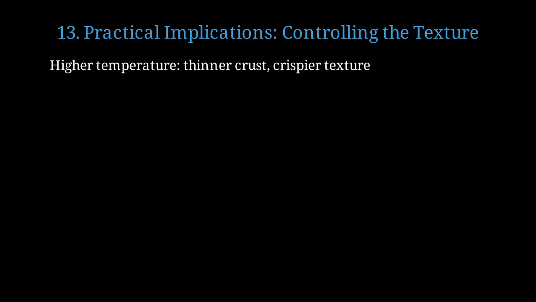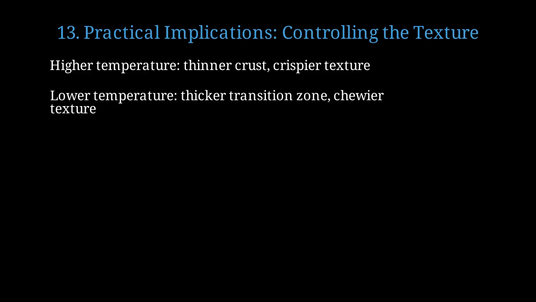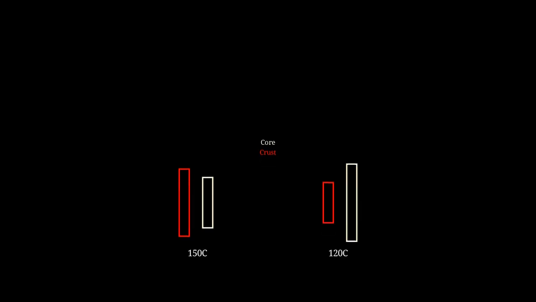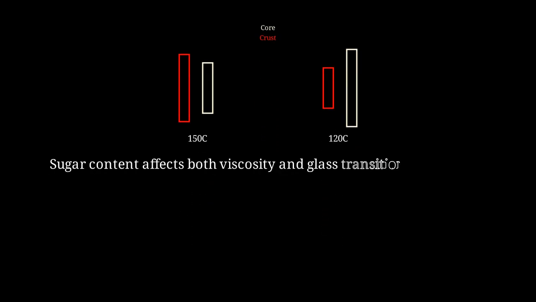Understanding the physics allows us to control the final texture precisely. Higher baking temperature produces a thinner, crispier crust by accelerating surface dehydration. Lower temperature creates a thicker transition zone between crust and core, producing a chewier overall texture. This comparison shows how different temperatures affect the ratio of crust to core thickness. Sugar content affects both the initial viscosity of the foam and the final glass transition temperature of the crust. Glass transition temperature scales approximately as the square root of sugar concentration.